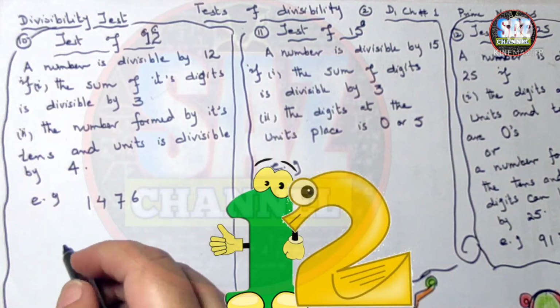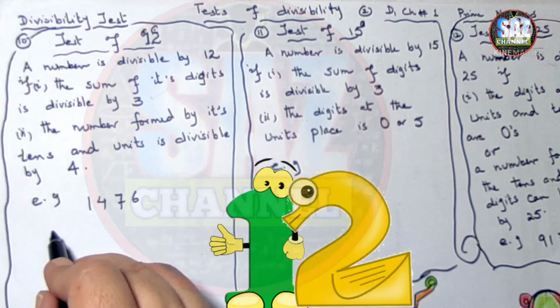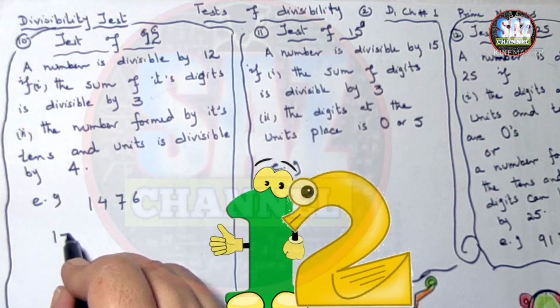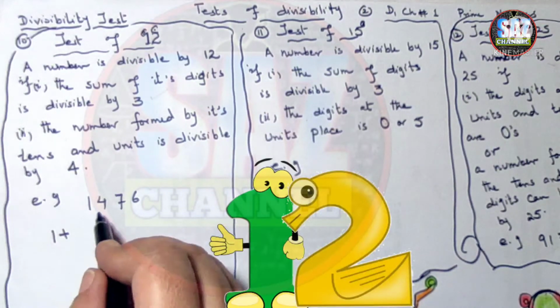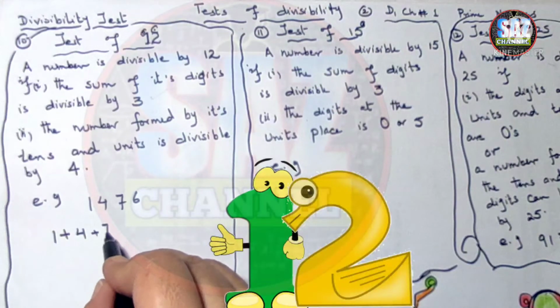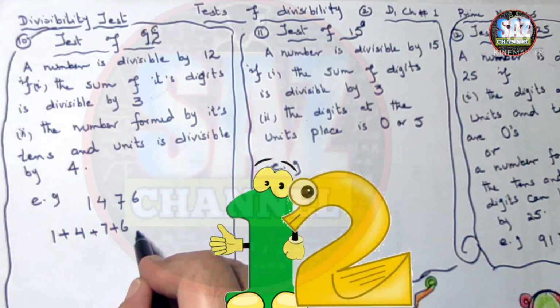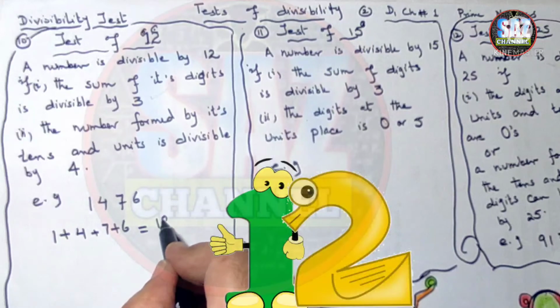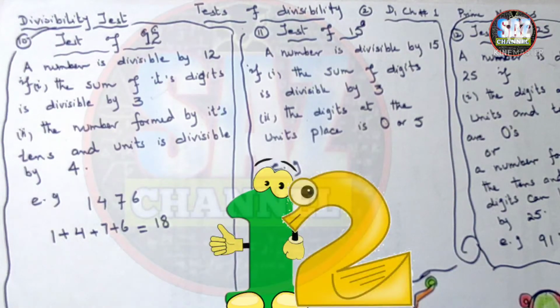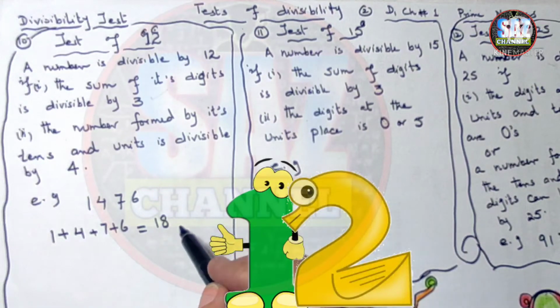1476, and the first condition says that the number should be divisible by 3. Now what does the divisibility test of 3 say? That if the sum of the digits 1 plus 4 plus 7 plus 6, 6 and 4 is 10, 10 and 7 is 17, and 1 is 18. Let me check once again. 4 plus 1 is 5, 5 plus 6 is 11, 11 plus 7 is 18. As 18 is divisible by 3, so this number is divisible by 3.